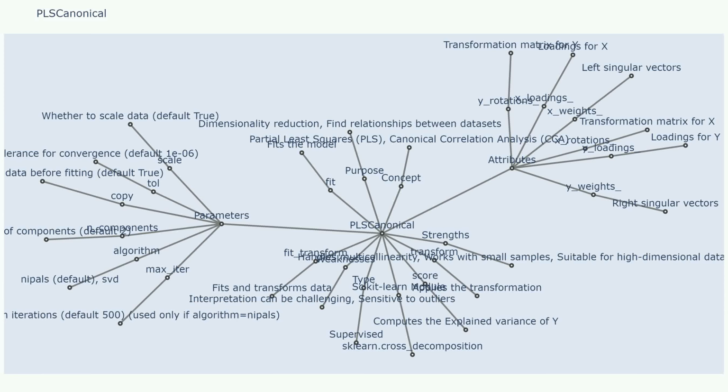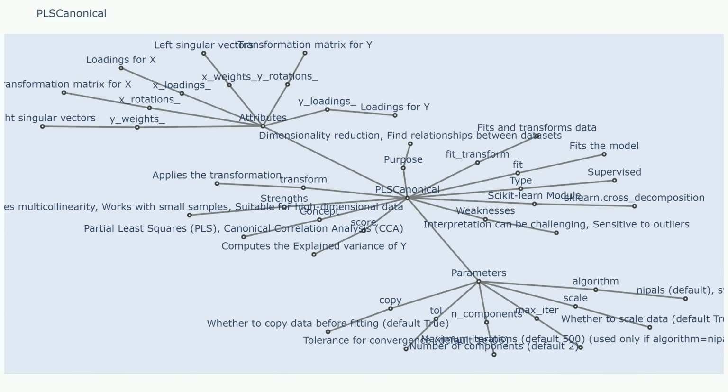sklearn, cross-decomposition, PLSCanonical: a deep dive. PLSCanonical, short for partial least squares canonical, is a powerful statistical method for dimensionality reduction and feature extraction in multivariate analysis. It's particularly useful when dealing with datasets having high dimensionality, correlated features, and a potential for multicollinearity. Let's dive into its details.